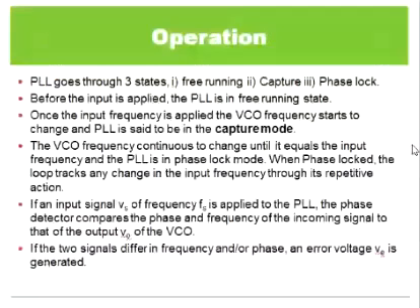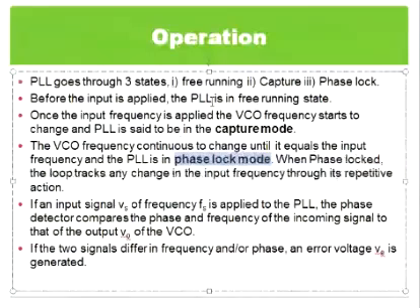As the input frequency is applied, the VCO frequency starts to change and the PLL is said to be in the capture mode. The VCO frequency continues to change until it equals the input frequency, and the PLL is in the phase lock mode. Once it is phase locked, the loop tracks any changes in the input frequency through its repetitive action. So it was initially in the free running mode, then it goes to the capture mode. Finally, it achieves the phase lock mode.